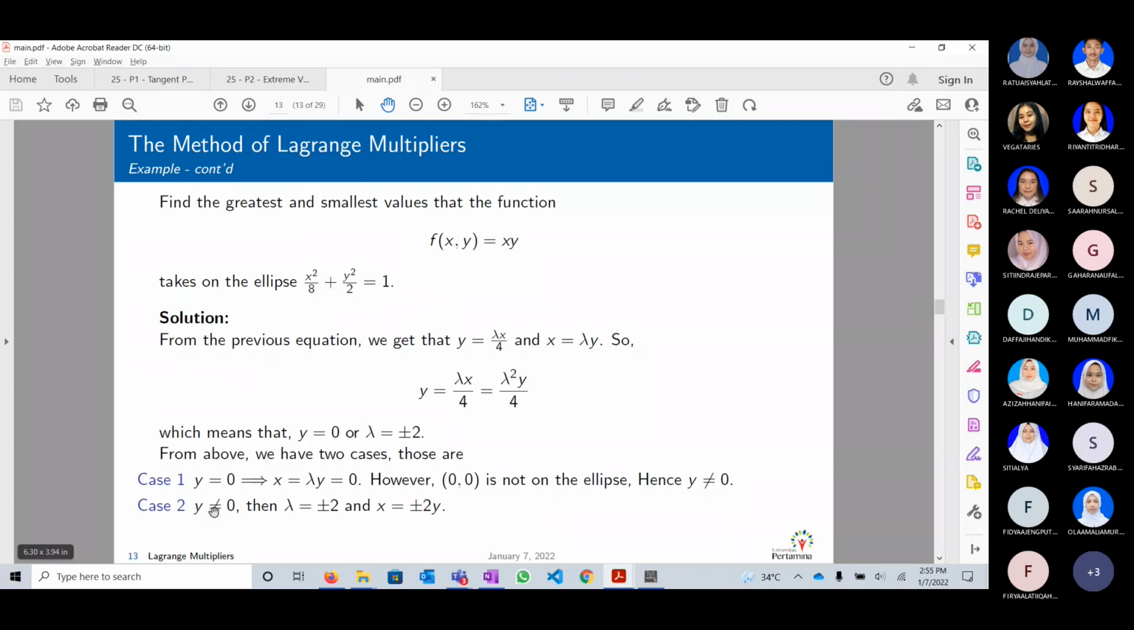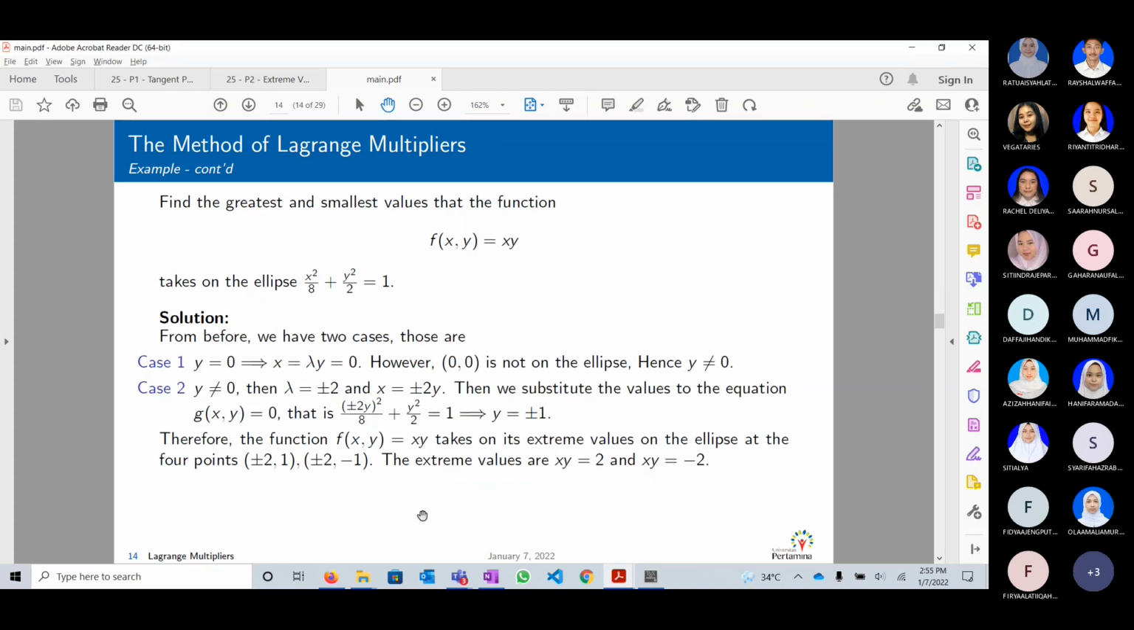Then the second case, we have that y is not equal to 0, meaning that lambda is equal to plus minus 2. And in this case, x is equal to plus minus 2y. Yeah. Then we substitute the values to the equation g x y equals 0, which means that we have this plus minus 2y squared divided by 8 plus y squared divided by 2 equals to 1. This equation, the ellipse equation. In this case, we get that y is actually plus minus 1.